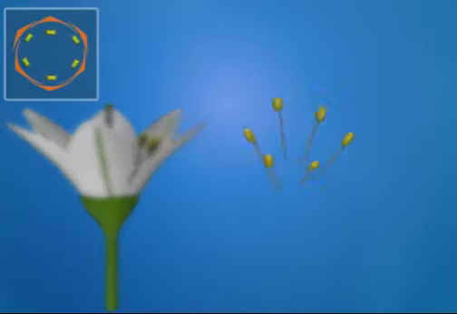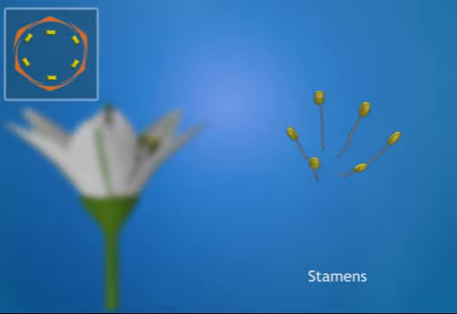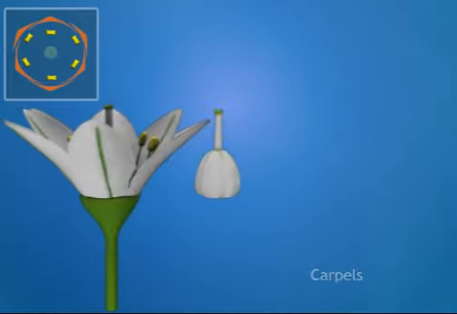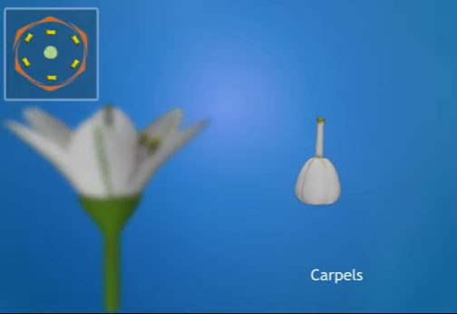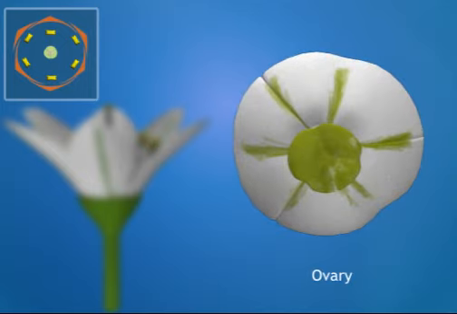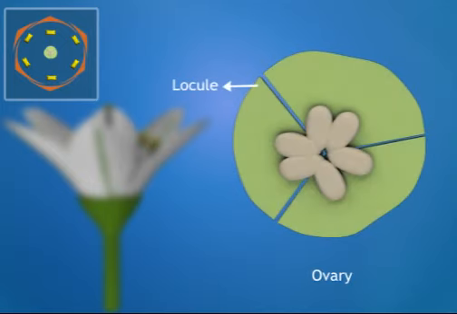The androecium has 6 stamens arranged in 2 whorls with 3 stamens in each. The gynoecium consists of 3 carpels and is fused. The ovary is trilocular and has 2 ovules in each locule. The ovary is superior with axile placentation.